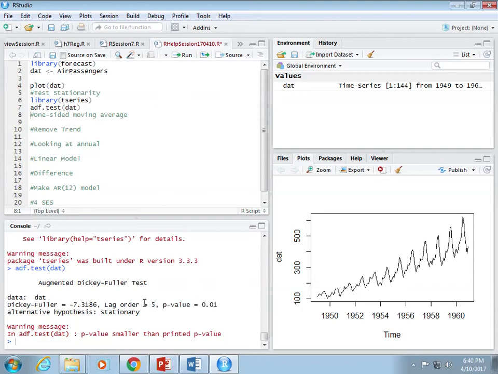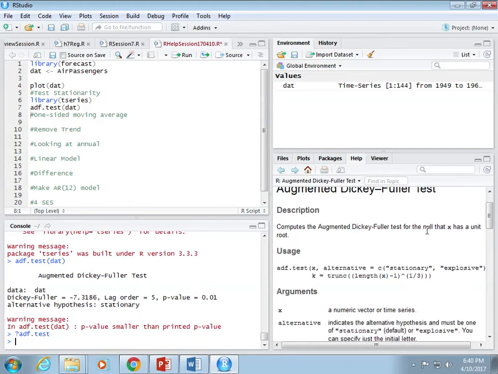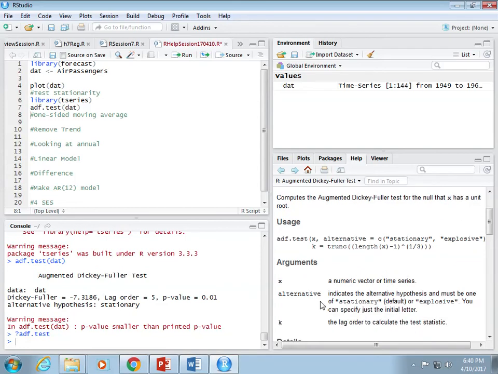You can find out more about it also by doing question mark adf.test. For a null that x has a unit root, basically we're testing whether the alternative hypothesis holds, if we can reject the null. I don't know why this p-value is coming out weird, but that's how you would interpret the ADF test. In this case, I don't know why it's giving me a low p-value with alternative hypothesis of stationary.